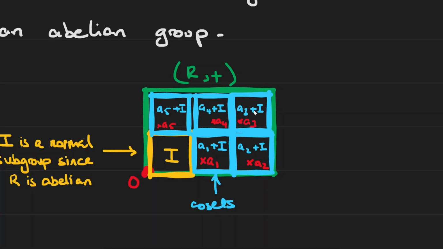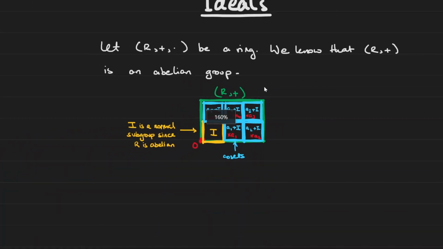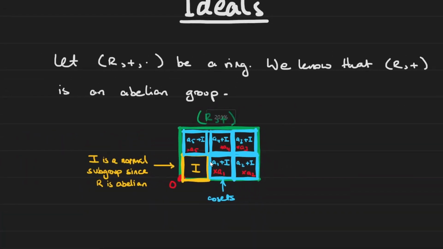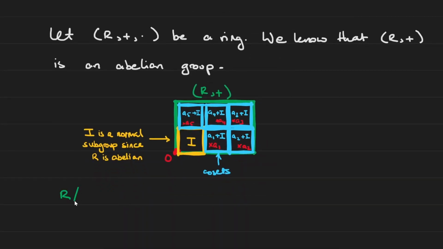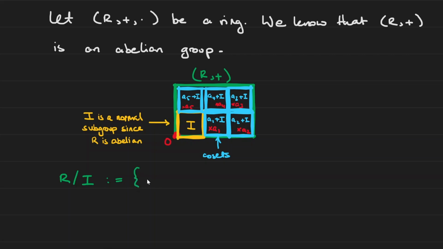Once we have all these cosets, we're going to collect them all together, and that's going to form the quotient group. It's essentially a partition of your original group. You're dividing it up into each of these disjoint subsets, and you're treating each of those subsets as elements. We write the quotient group as R mod I. This is defined to be the set of all a plus I, where a is in R. This guy is an abelian group.